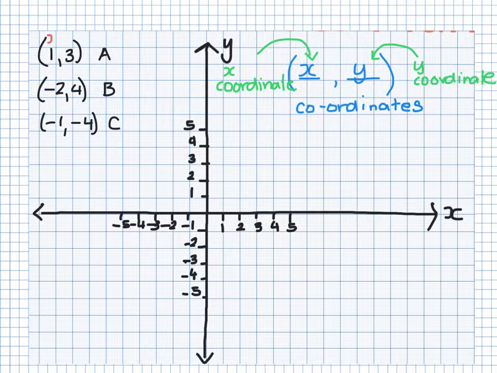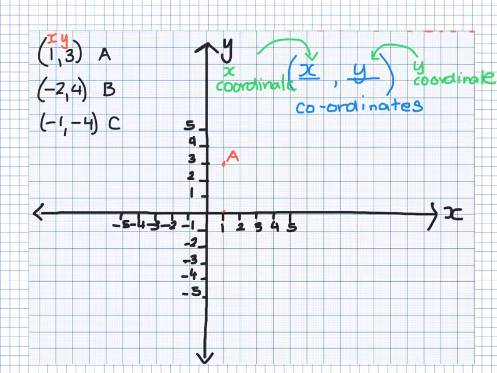So let's start with the point A. So I have (1, 3). So my X value is 1, my Y value is 3. So I look at my x-axis, which is here, and I find the point 1. And then I go up until I find the Y value of 3. And that's where my point is. Put a little dot and mark that with an A.